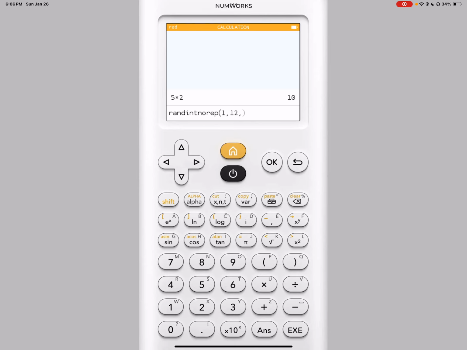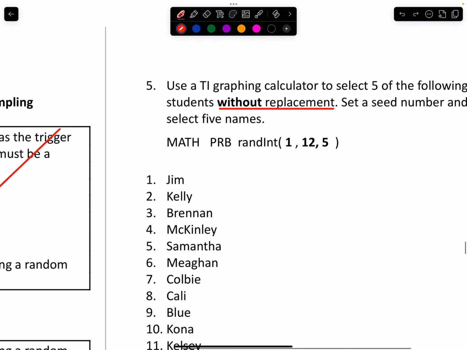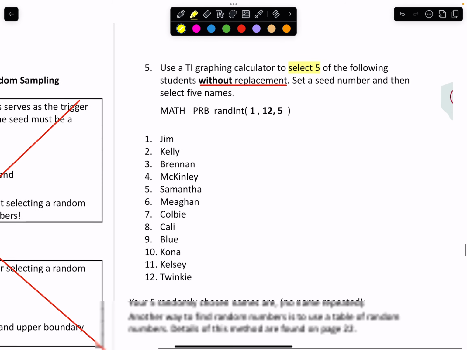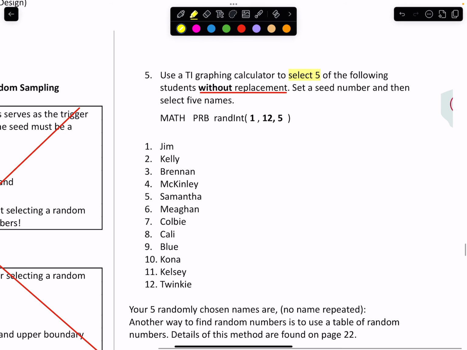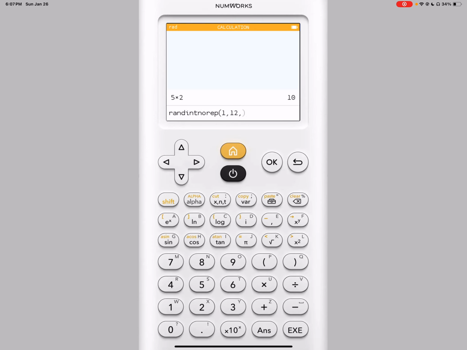And then our last number is how many random numbers do we want? Our directions in our notes said select 5. Okay, so we go from 1 to 12. As you can see here, it's almost the same in the other calculator. From 1 to 12, and then I want 5 of them. Close my parentheses, and if you click OK or execute, there are 5 random numbers.